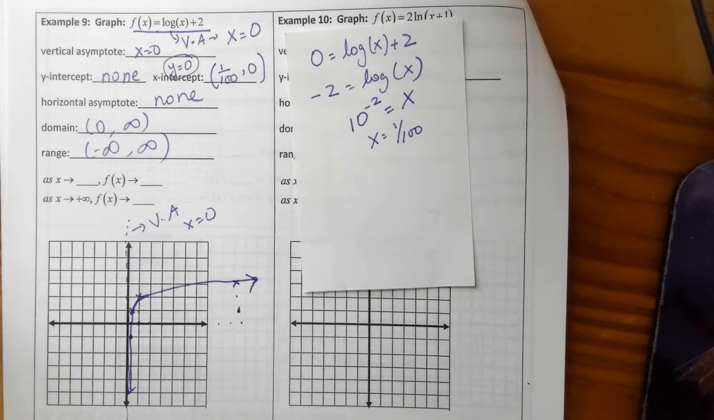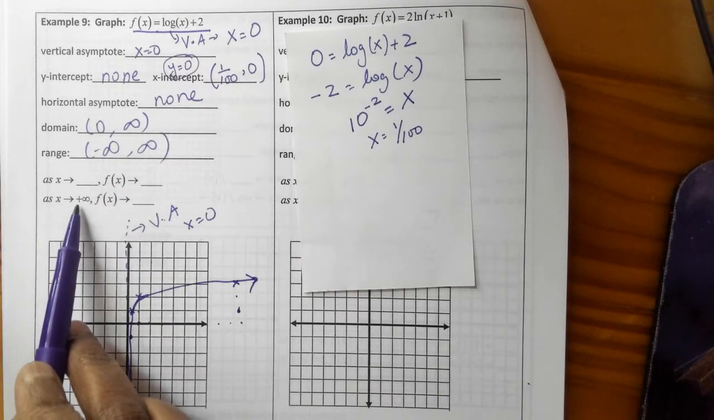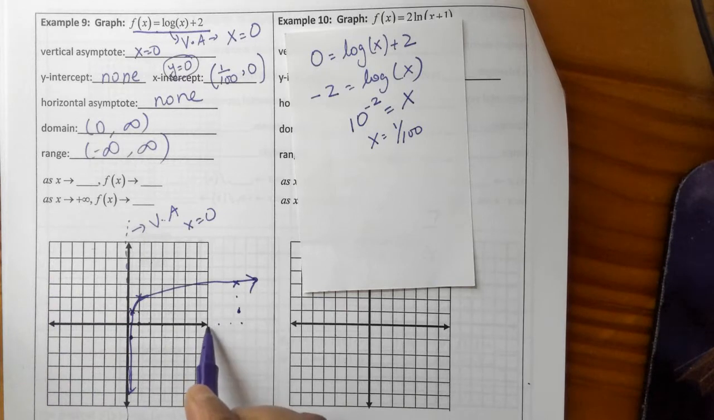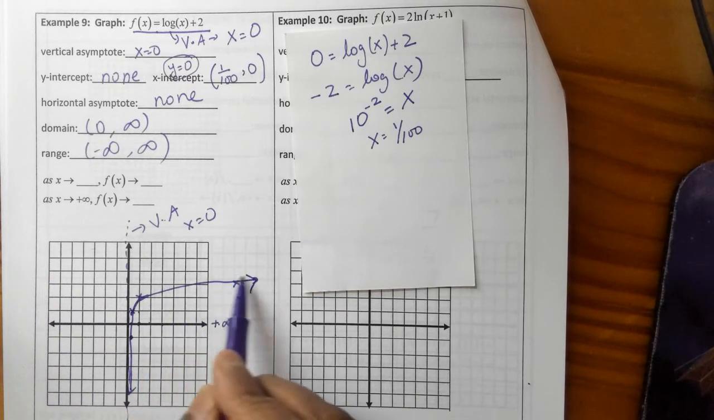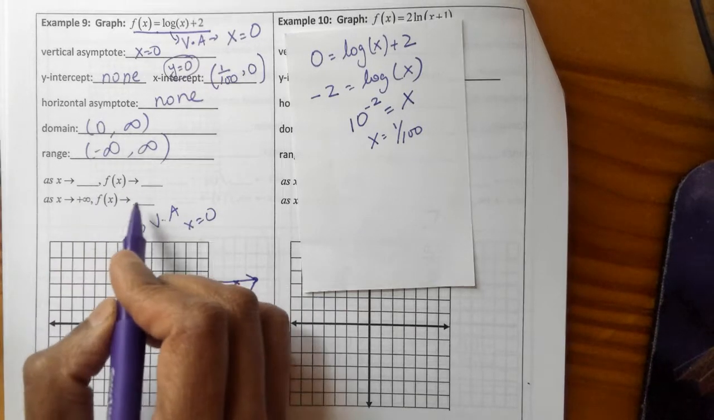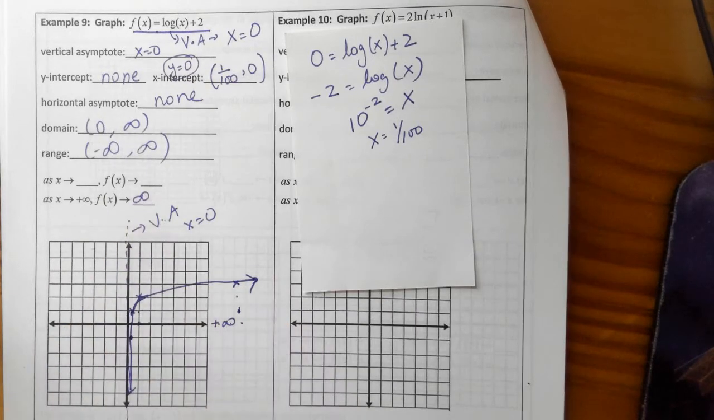And then what do I have here? They've already given me that as x is going towards positive infinity, y is slowly increasing, but it's still increasing. So this is going to be positive infinity.